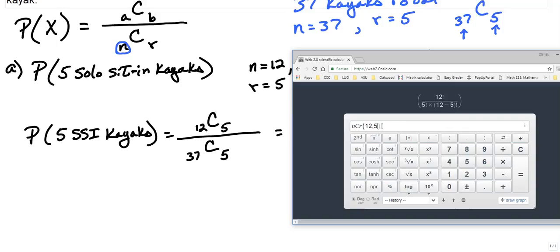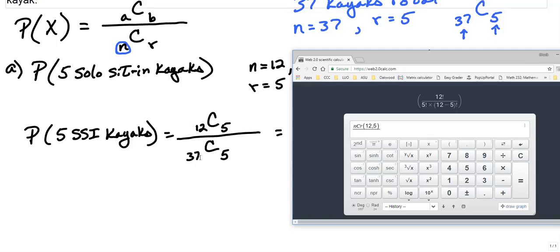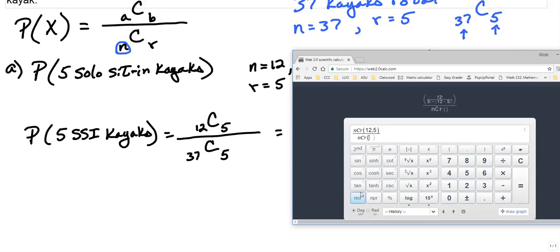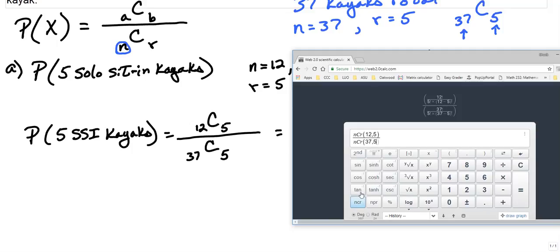But we are going to go ahead and close the parentheses, and we're going to divide by this bottom in the denominator. And we'll left click the nCr again. We'll type in 37, comma, then we'll type in 5, and we'll close the parentheses. And you'll notice that we are going to be doing the 12C5 divided by the 37C5.